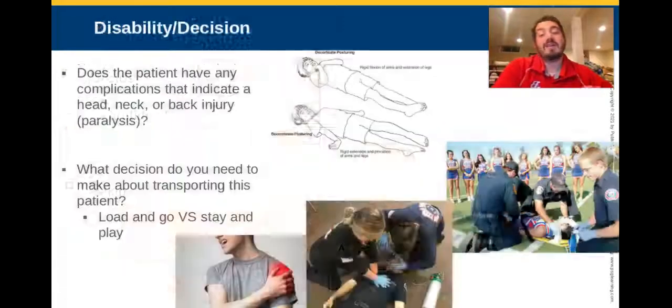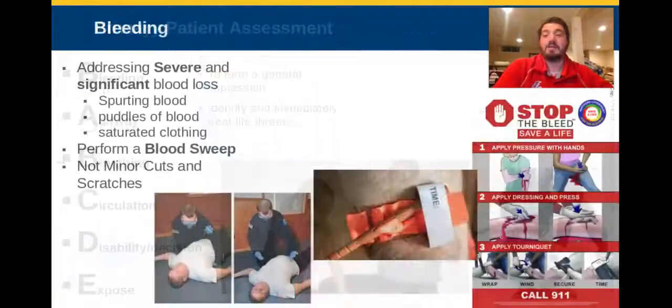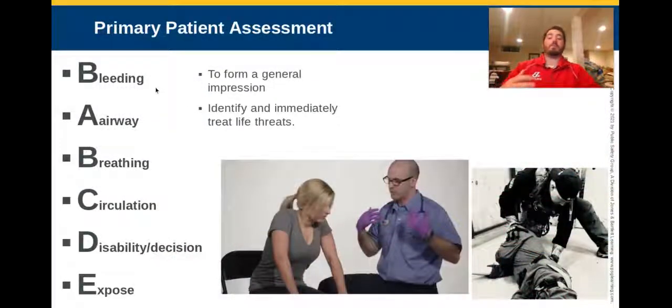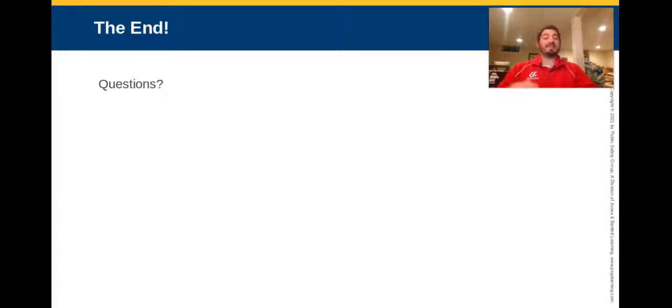All right, so that is the end. And just to sum it all up, I'll go back to this slide here, right? This is what it's all about. Our primary assessment: bleeding, ABCDE, airway, breathing, circulation, disability/decision, expose. All right, so go back. There was a lot in this video. And again, in class, we're going to get way more in depth on how to do those subparts. But make sure you know all the parts of the scene size up and all the parts of the primary assessment. We'll do those in class.